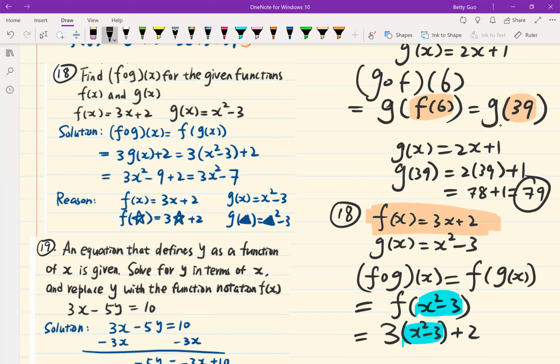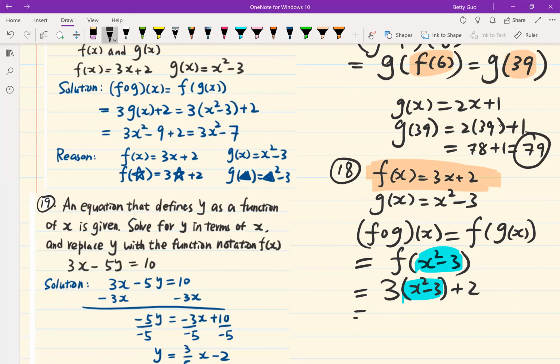F of star equals 3 star plus 2, right? Then f of blue would be 3 times blue plus 2. It's just that the blue here is x squared minus 3. Let's distribute. 3 times x squared, 3x squared. 3 times negative 3, negative 9, plus 2. So that is 3x squared minus 7. The final answer of number 18 is 3x squared minus 7.